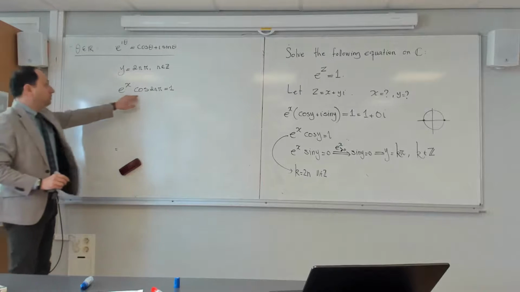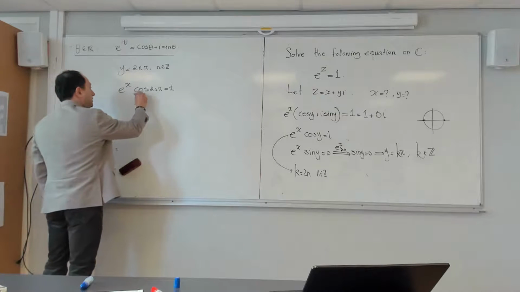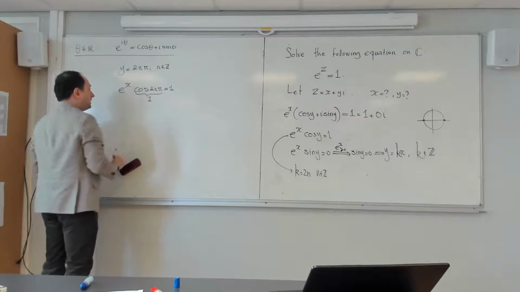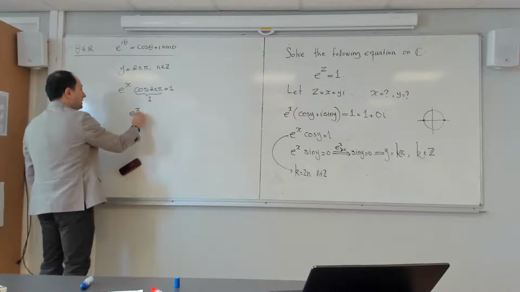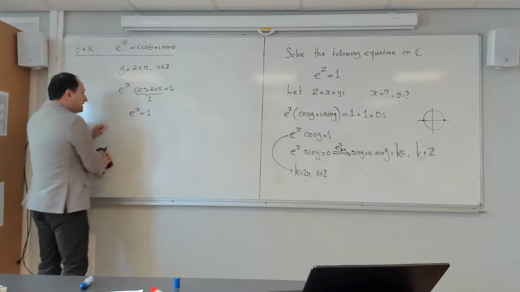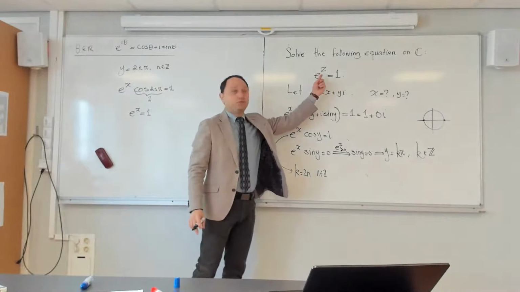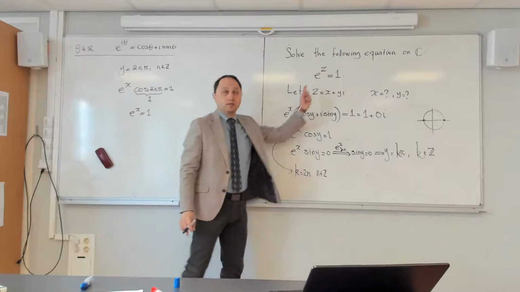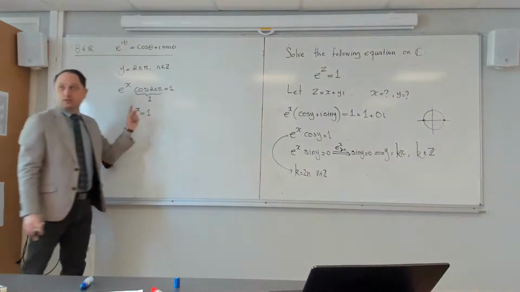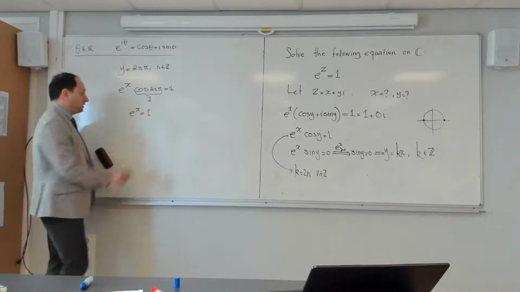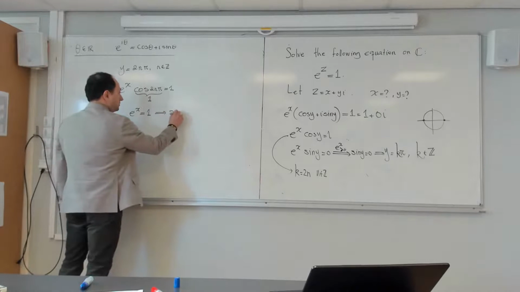But cosine 2n pi, what is that? Cosine 2n pi is nothing except 1. So it means that I need to solve this equation. But this equation is not this equation. It's not a circular argument. Here z was complex, but here x is real. There is only one solution for this equation, and that is 0.